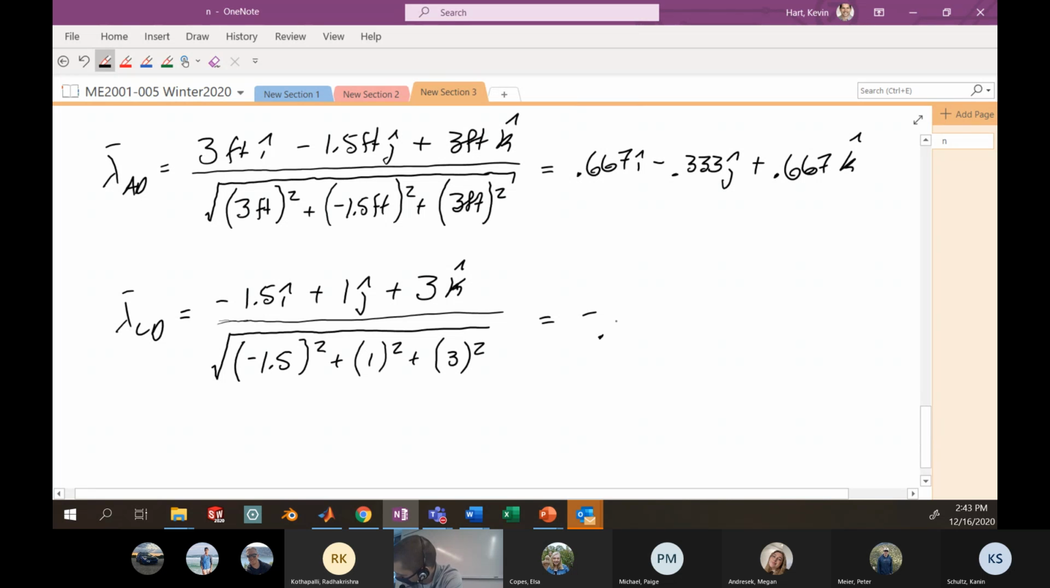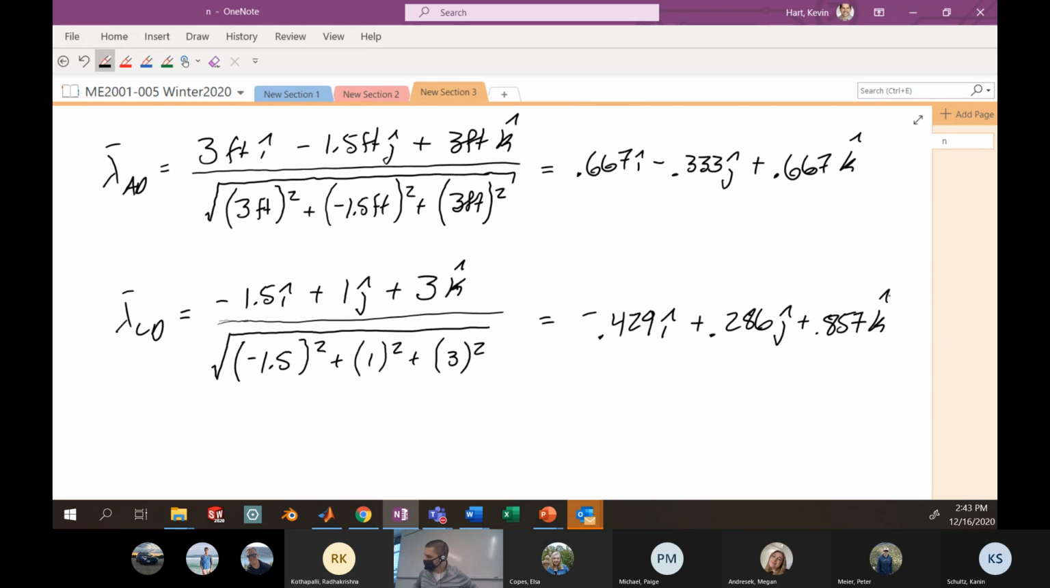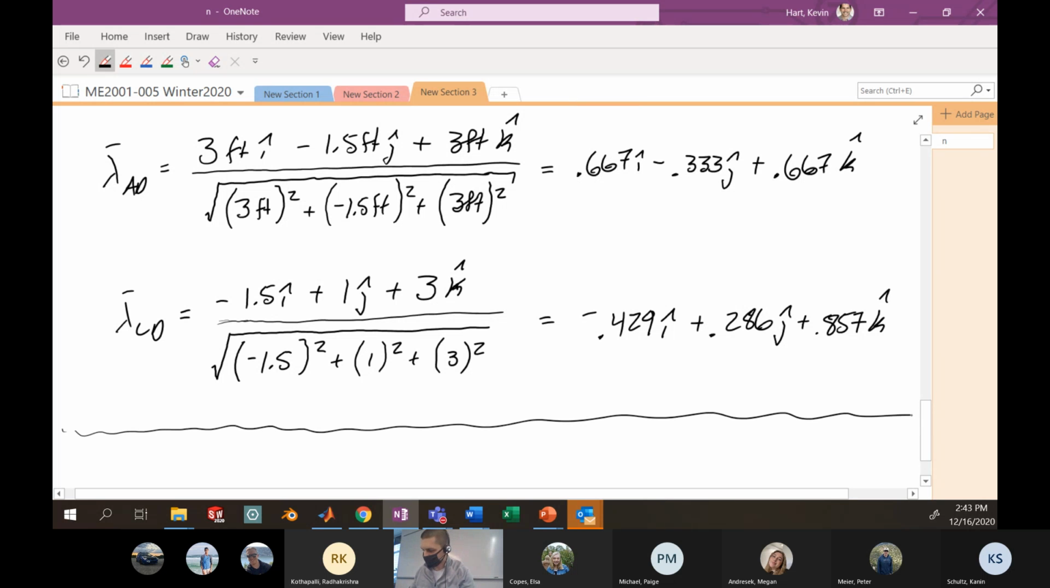Working through this, negative 0.429 i hat plus 0.286 j hat plus 0.857 k hat. So those are your unit vectors in the 2 directions, AD and CD. Okay.